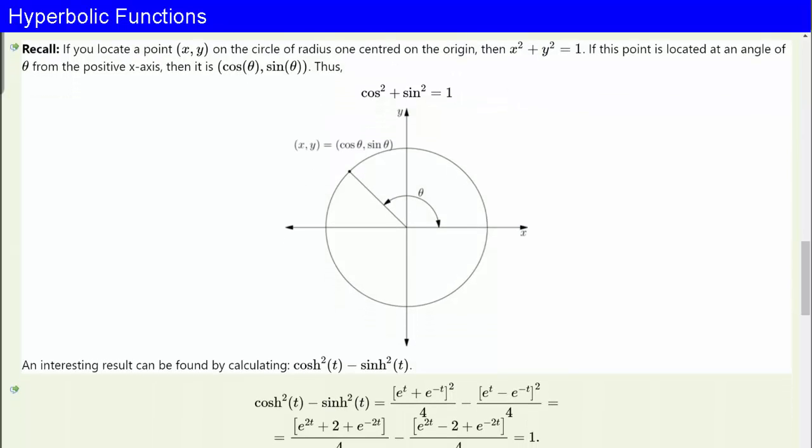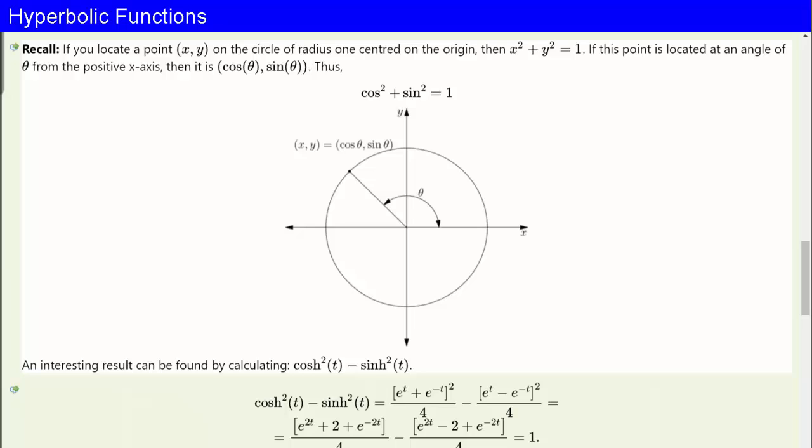Well, first to the names. Recall that if you locate a point with coordinates x, y on the circle of radius 1 centered on the origin, then x squared plus y squared is 1. If this point is located at an angle theta from the positive x-axis, then the coordinates of the point can be written cos theta, sine theta. And that gives you the fundamental trig identity, cos squared plus sine squared is 1.